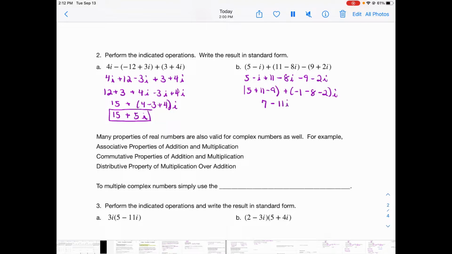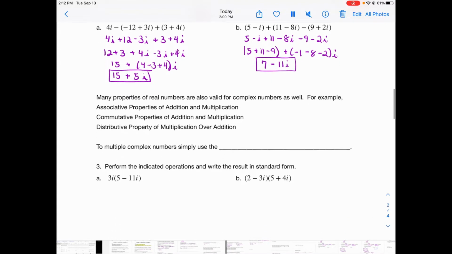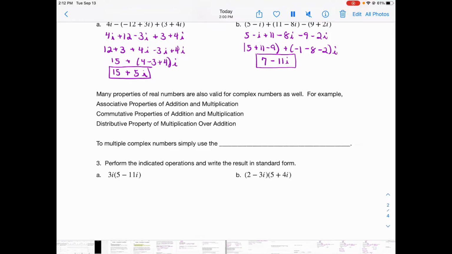Notice I did the exact same thing on this one, combining my real numbers and then combining my imaginary parts to get 7 minus 11i. So I hope you did well on it. Now, all the properties of real numbers correlate to properties of complex numbers. So the associative property, the commutative property, and the distributive property that you learned in previous sections apply to complex numbers just like real numbers.